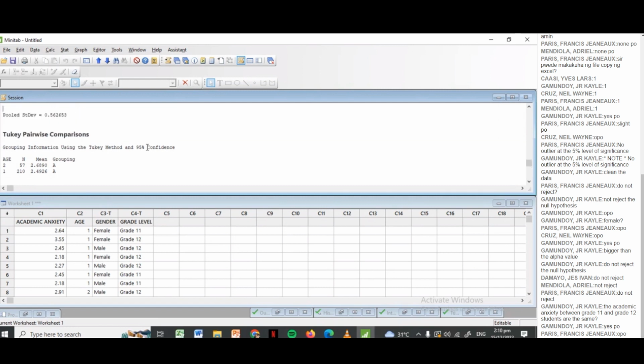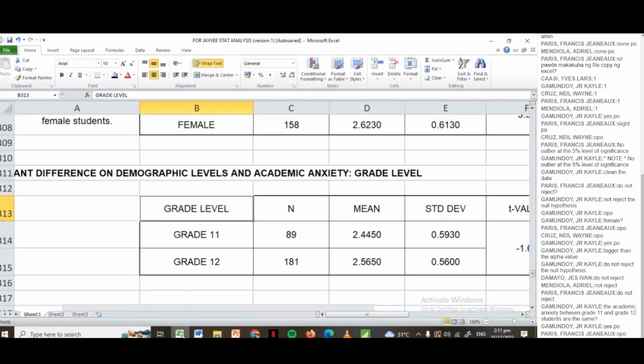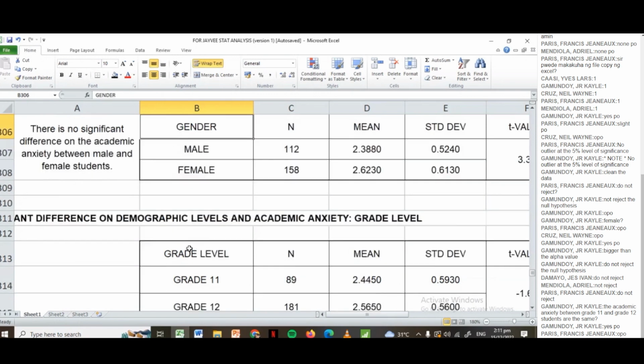Okay? And let's try to look at our ANOVA computation here. Yan. So here is your analysis of variance. You have your source, degree of freedom, adjusted SS, adjusted MS, the F value, and the P value. So usually, ang pinapresent lang dito, class, is the F value and the P value. Okay? So you have your F value is 6.002 and your P value is 0.003. Let's go back to our presentation here.